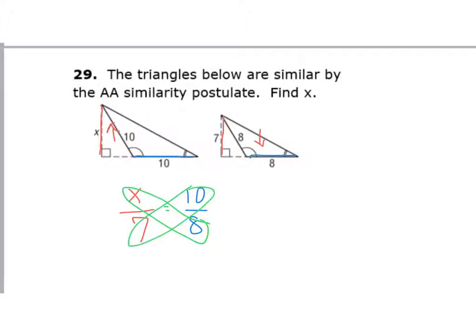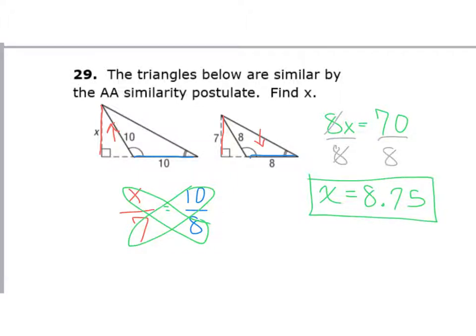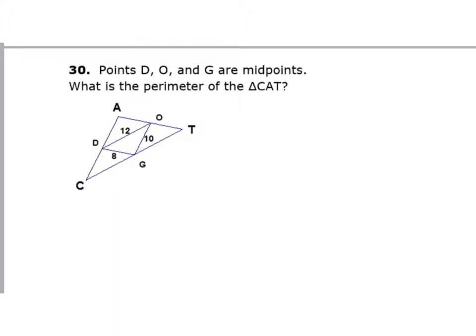So I'll end up with 8 times x equals 7 times 10. I'll divide both sides by 8. So that x equals 70 divided by 8, which is 8.75. And we don't have any units in our picture, so that is where we are done. 8.75. Okay. Number 30. Points D, O, and G are midpoints.